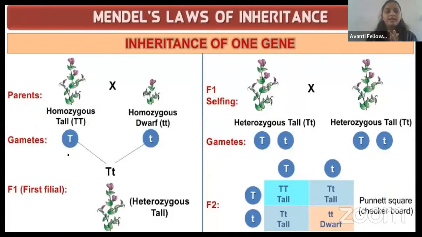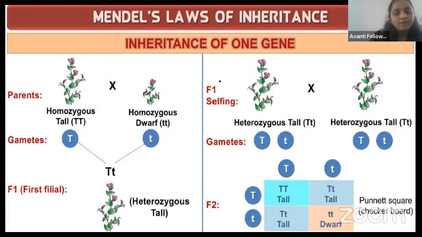So now how did he do that? Here you can see. Homozygous, capital T, that is for height, guys. Okay, so tall, and he has taken another parent which is pure breed, that is a dwarf, small t and small t. So now what happened in the F1 generation? All the offspring have capital T and small t. What do you mean by that, guys? So here it is the heterozygous condition.